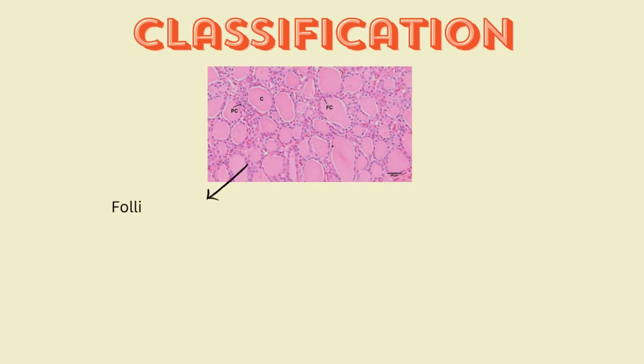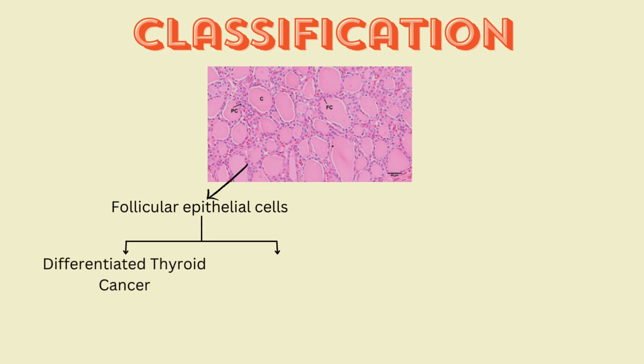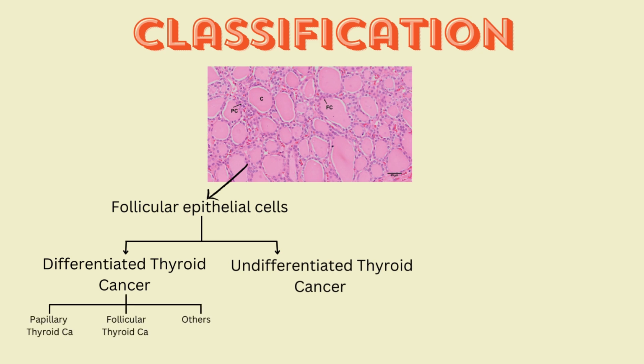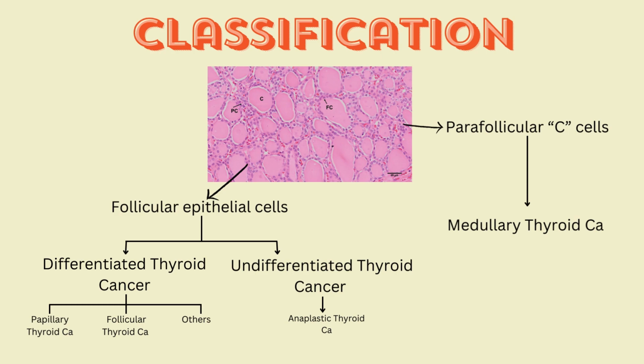Thyroid cancers are classified based on the cells they arise from. First, we have the follicular epithelial cells, which could give rise to either a differentiated or an undifferentiated thyroid cancer. These differentiated cancers could be of the papillary or follicular type, and the undifferentiated cancers are called the anaplastic thyroid cancer. The second type of thyroid cells are the parafollicular C cells, which give rise to the medullary cancer of thyroid.